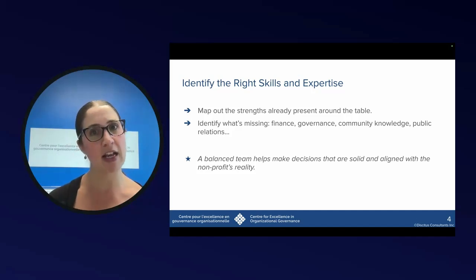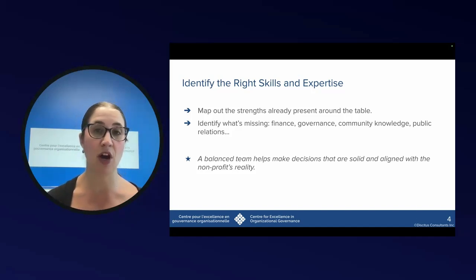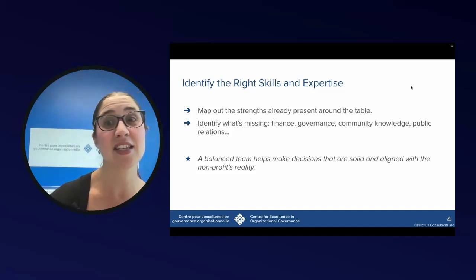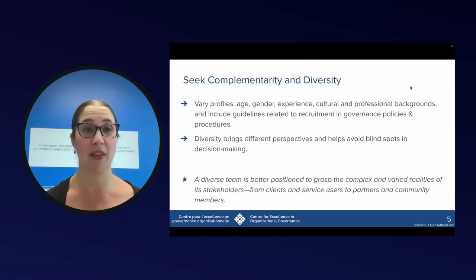Are we missing finance expertise around the table? Are we missing governance expertise around the table? Are we lacking community knowledge, so sector-specific knowledge, public relations expertise? Remember that a balanced team helps make decisions that are solid and aligned with your nonprofit's reality. So identifying the right skills and expertise for your board when naming your officers or choosing your officers is another tip for a strong and aligned board.